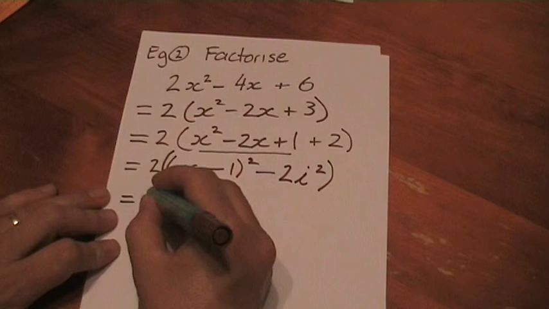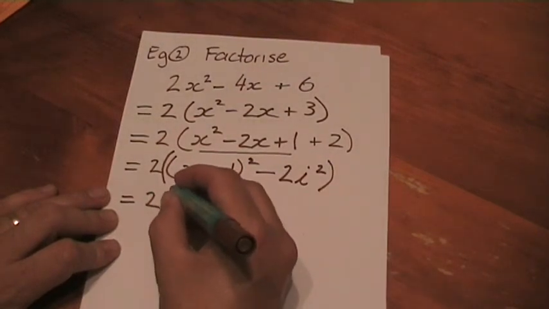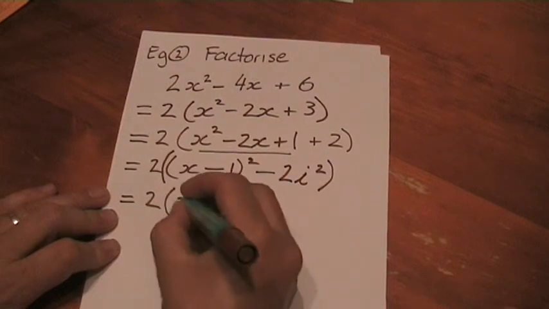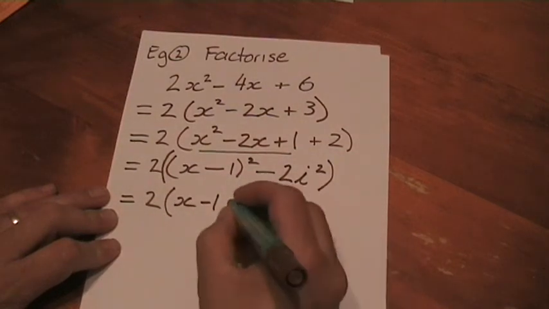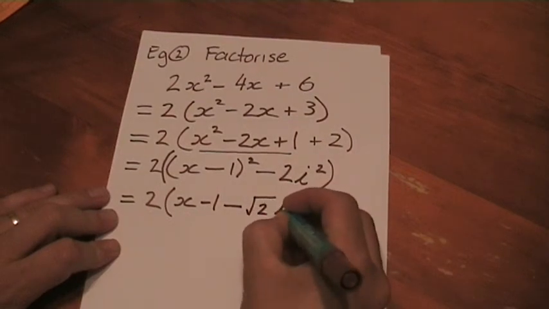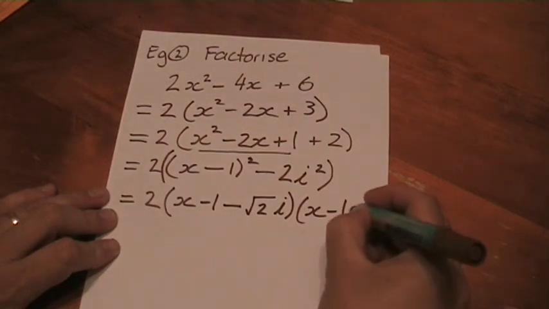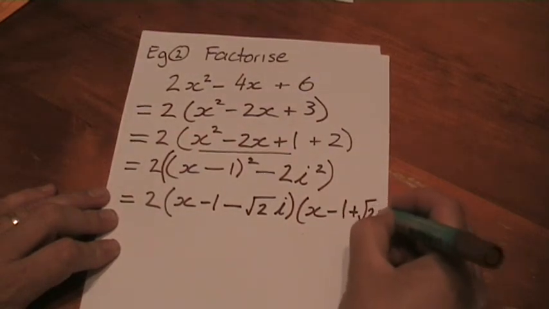So continuing the factorisation, I now have it as a difference of squares. I'll write it as 2 times x minus 1 minus, this is root 2i, and the other term will be x minus 1 plus root 2i.